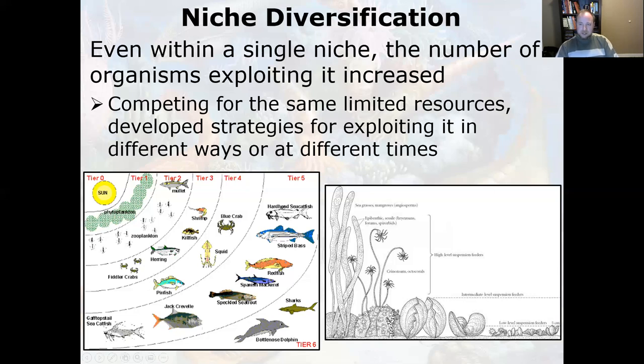So the niches have gone three-dimensional. The opportunity space has opened up, and there are more organisms now fighting to fill those roles. Things need to get a little more specialized to win that battle. And again, it starts this arms race.